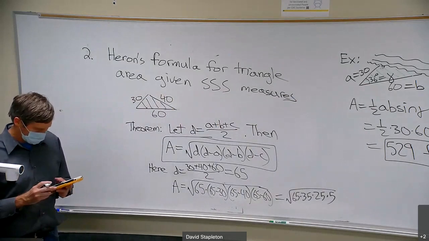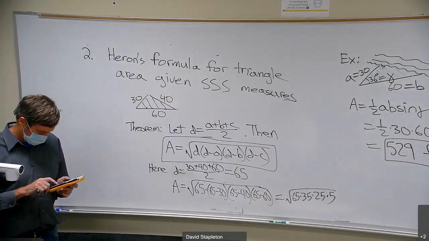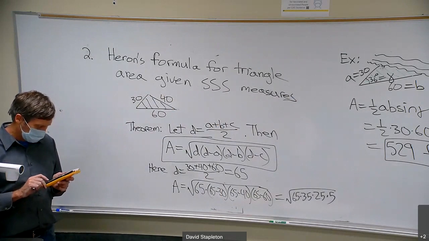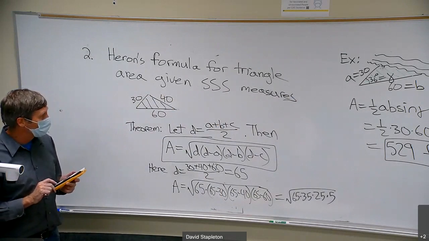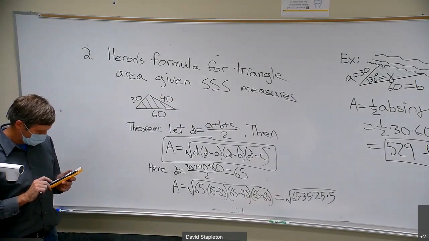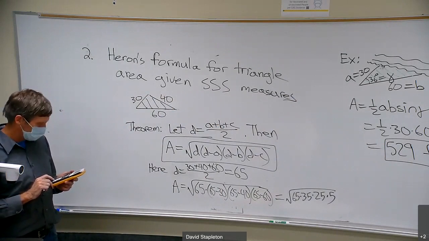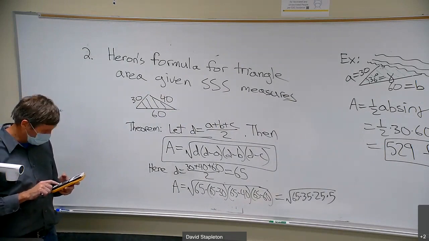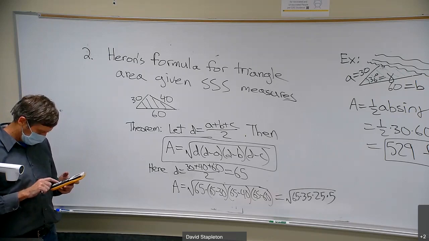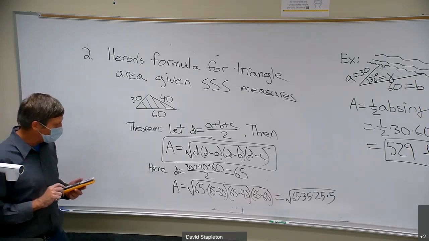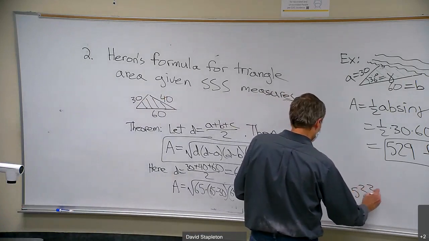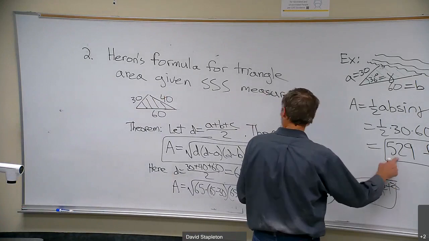And now you've got, let's see, the square root of 65 times 35 times 25 times 5. 533 feet. Why did I get a different answer? 533 square feet? Why didn't I get 529 again?